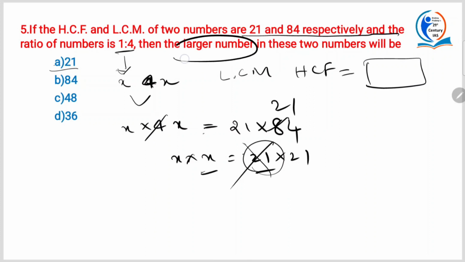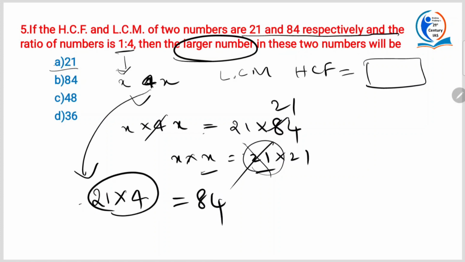They are asking for the larger number, which means 4x, or 21 into 4, that is 84, is the answer here. B is the answer. Don't commit mistakes while marking the answers.